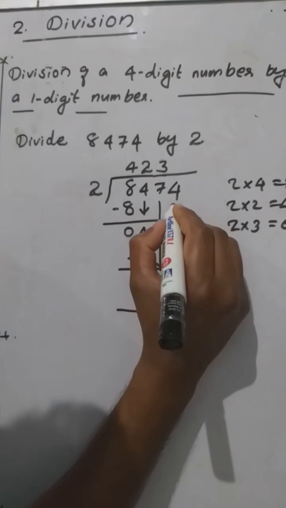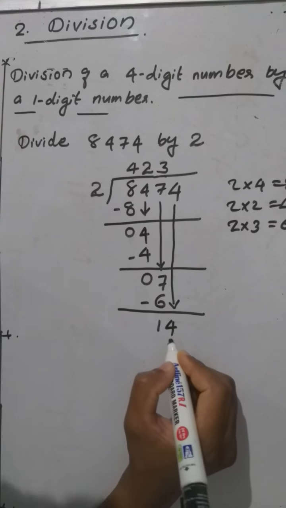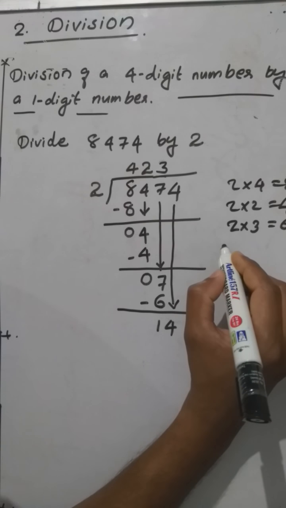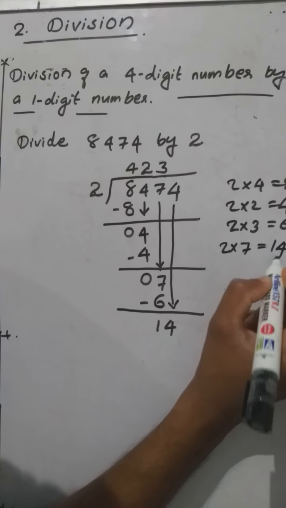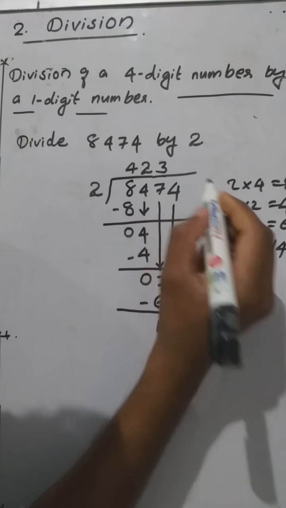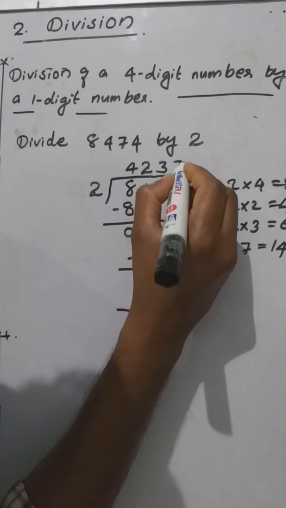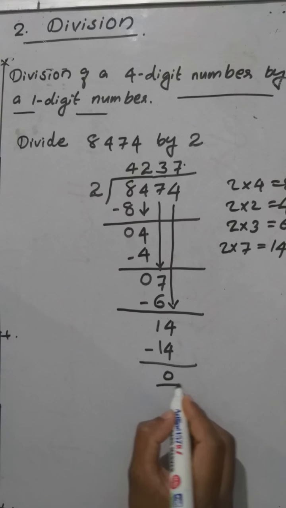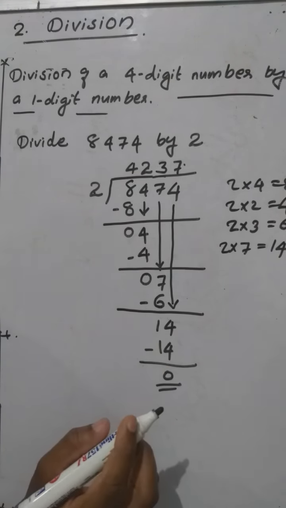Now the last digit, 14. So how many 2's are in 14? You know that 2 7's are 14. So in the quotient place you write 7 and 2 7's are 14. Subtract 14 from 14 and we got the final answer, remainder 0. So our subtraction process is over here.